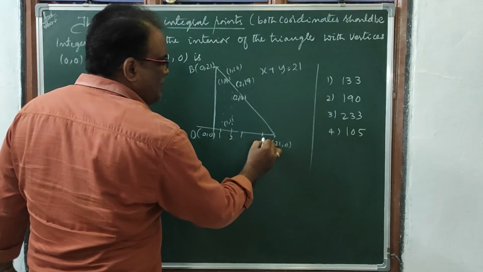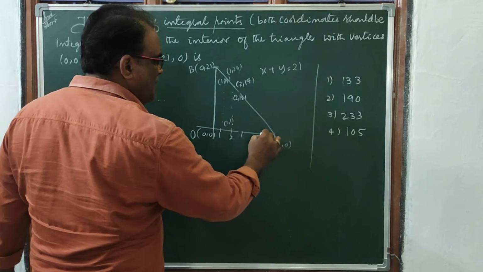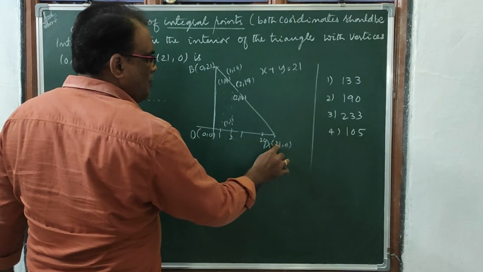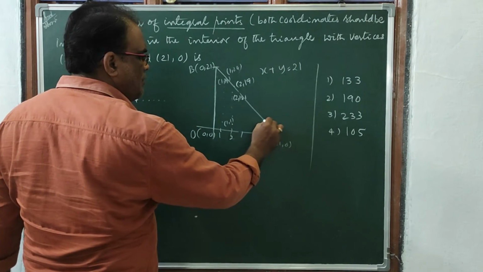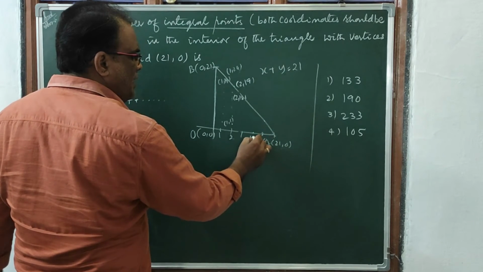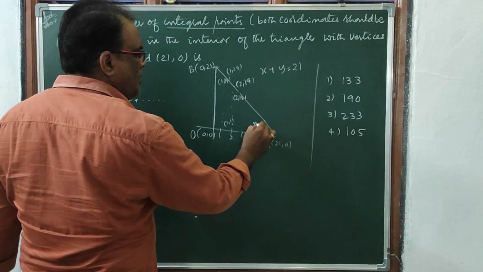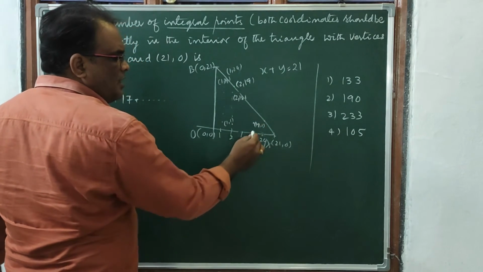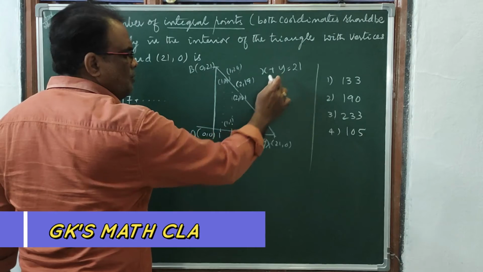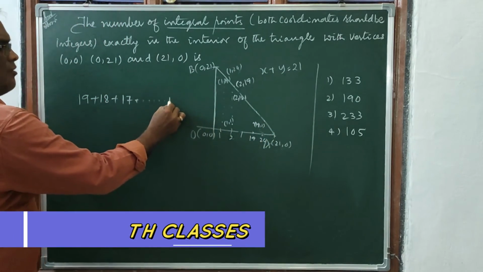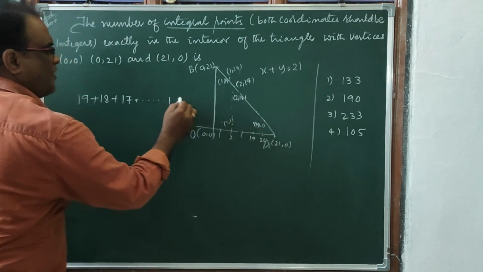If you take here, this is 20. If you take 21 here, no, not possible. You will take 1 up to 19. 19 comma 2 lies on the line. So you have only one coordinate for 19.